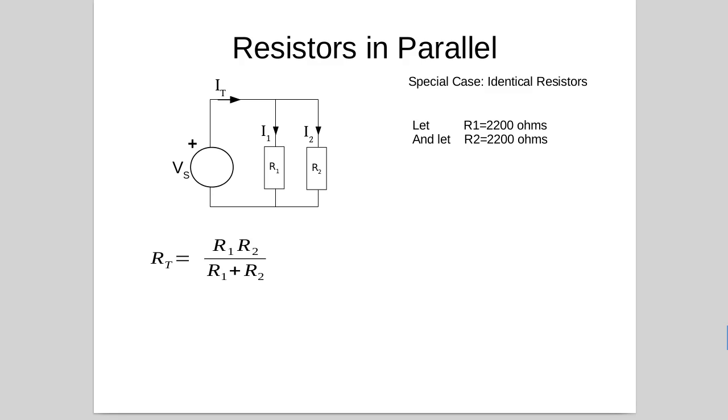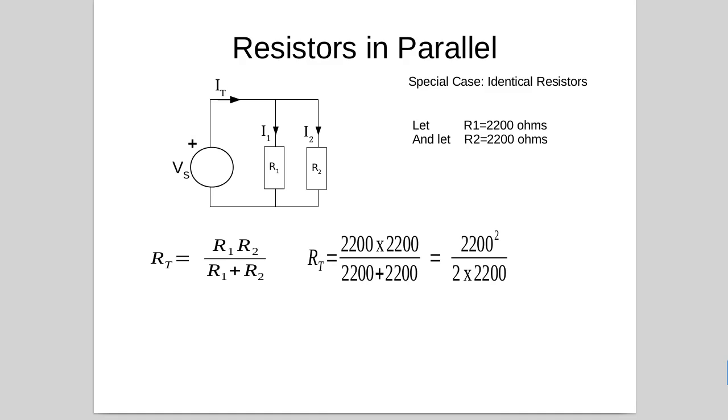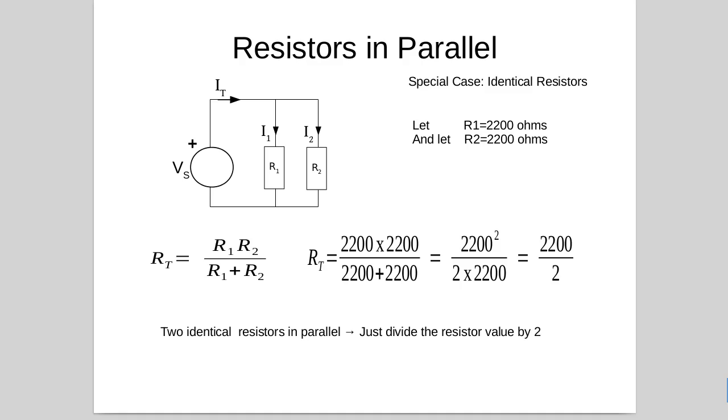Let's look at another special case. What if they're identical resistances? So let's put two 2.2k resistors in parallel, put them into the equation, and instead of completing the equation, we'll just simplify that. We end up with 2200 squared over 2 times 2200. We cancel the 2200 out, and we end up with 2200 on 2. Two identical resistors in parallel, just divide the resistor value by 2. So in this case we'd end up with 1.1k ohms.